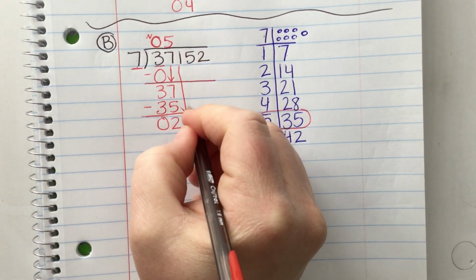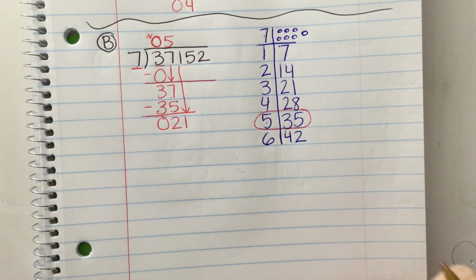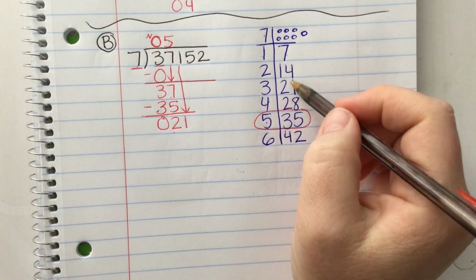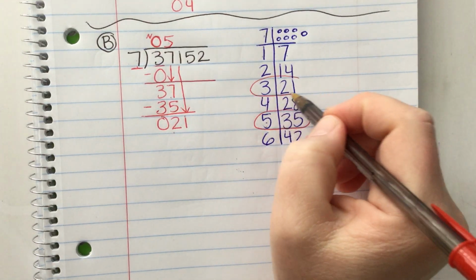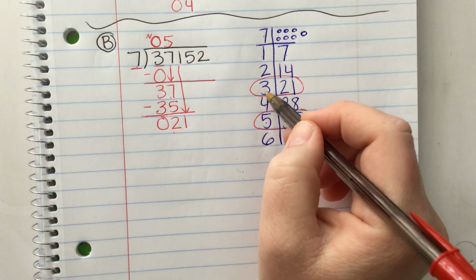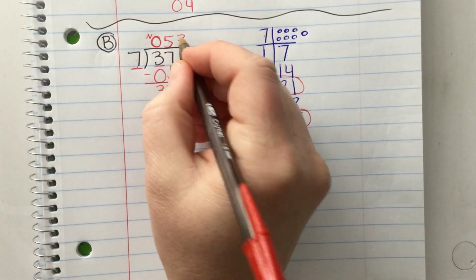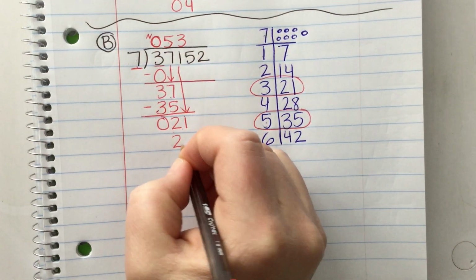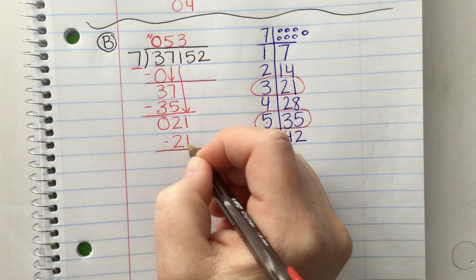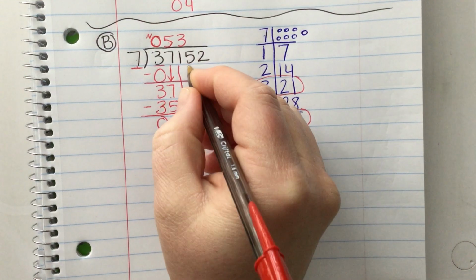Bring down the 1. Now we have 7 going into 21. Look over here, closest to 21. Oh, I have exactly 21. So 7 goes into 21 3 times. And 3 times 7 is 21. We subtract, and of course 21 minus 21 is 0.